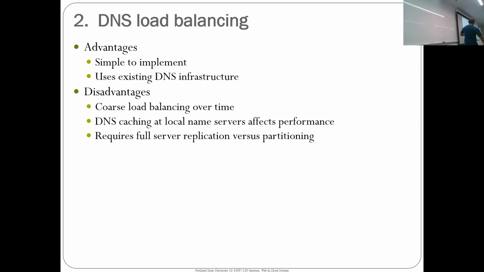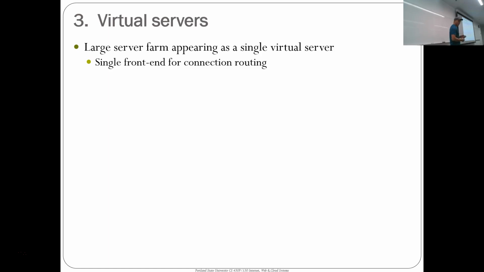And you're basically beholden to the caching that's being done on the local name servers. This is why even Akamai cranks down their TTL on their DNS lookups to something really small. You could actually query some of the Akamai names to figure out what that TTL is using the dig tool. The other disadvantage is that you require full server replication, because all of those IP addresses are treated equally. The next thing is virtual servers. The idea here is to have a large server farm that appears as a single virtual server.